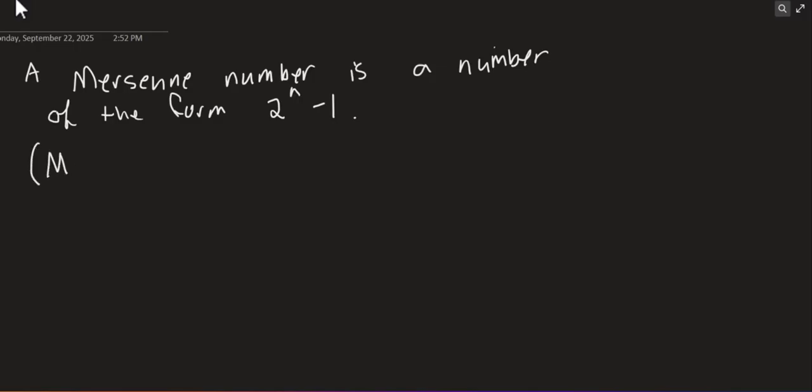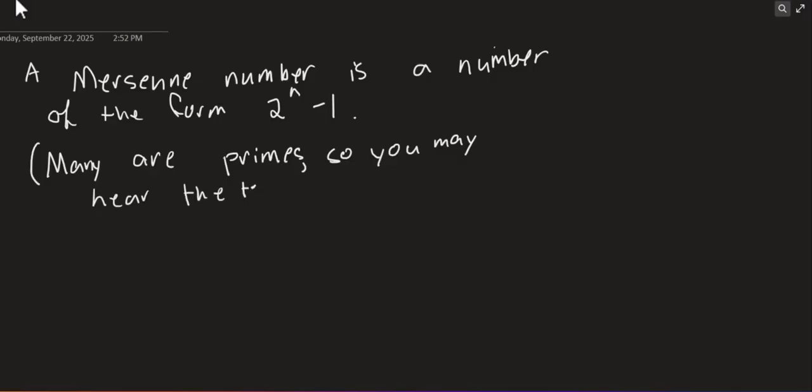And just a note, many are primes. So you may hear the term Mersenne prime. Not all Mersenne numbers are primes, and not all prime numbers are Mersenne numbers. But if someone refers to a Mersenne prime, they're talking about a number that is both prime and Mersenne. That's what I've worked with before, so I think I might have titled my worksheet Mersenne primes, even though you're not detecting those, you're detecting Mersenne numbers.